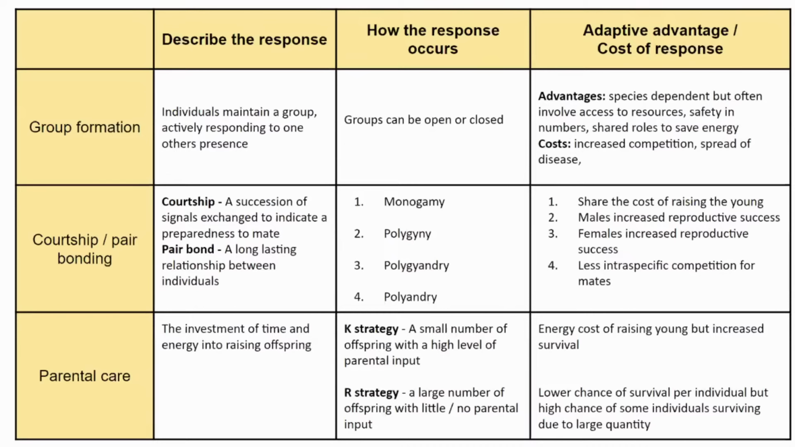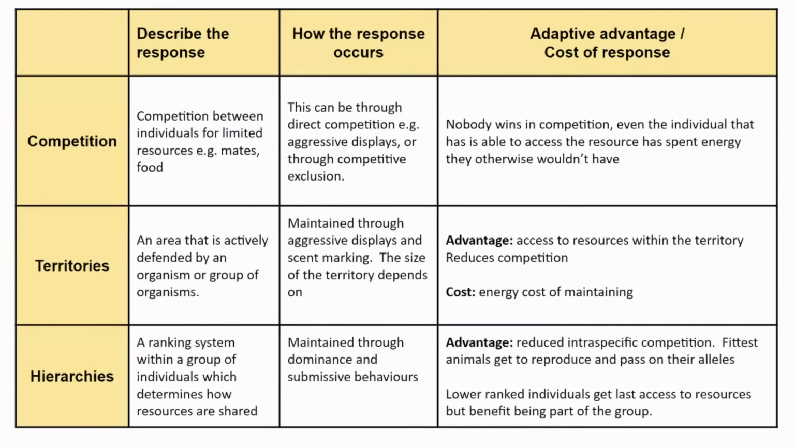But it also comes with a cost. So competition, for example, high density living leads to an increased spread of disease. So although there is increased intra-specific competition, a lot of species will get around that by a hierarchy system.